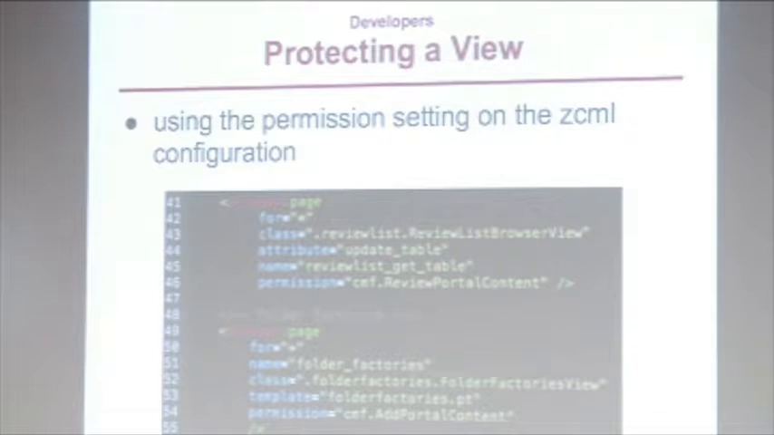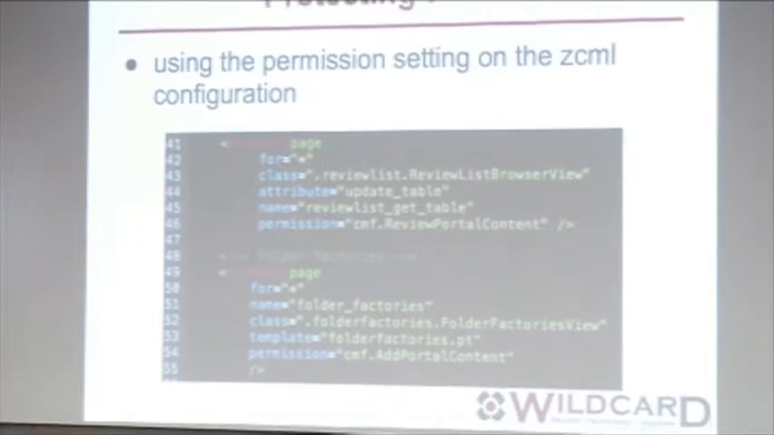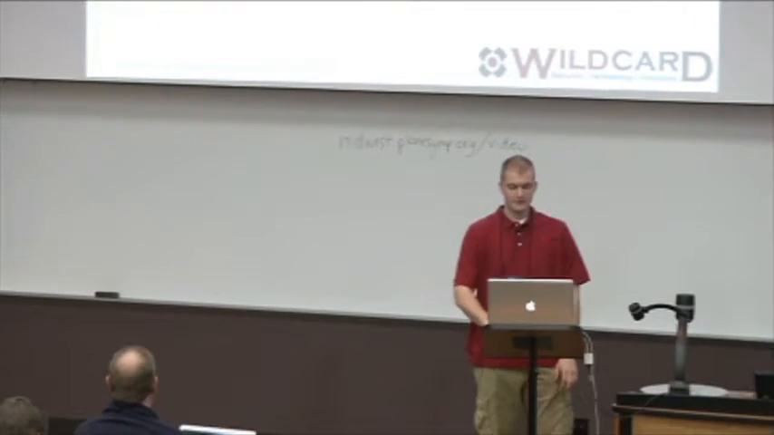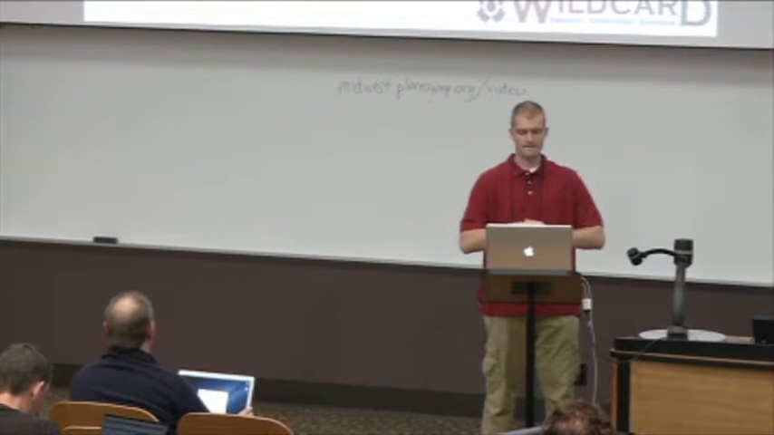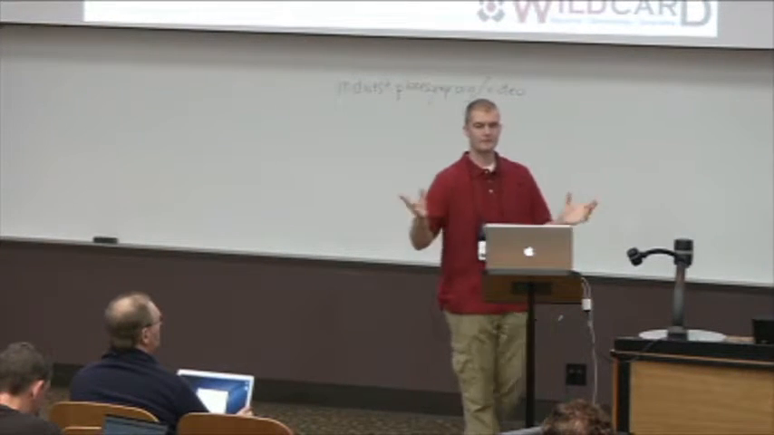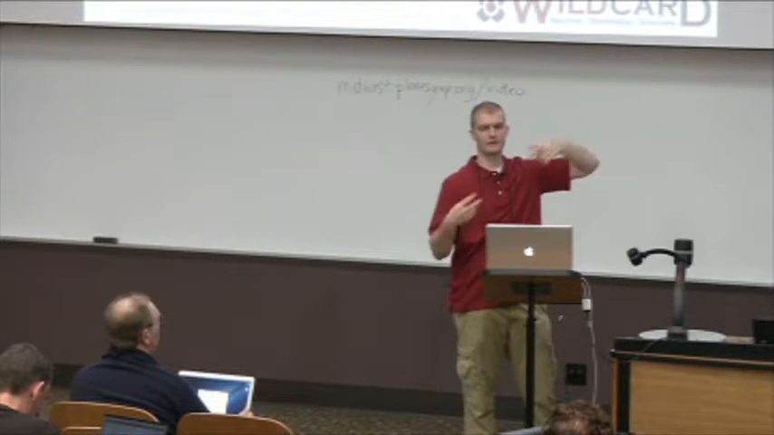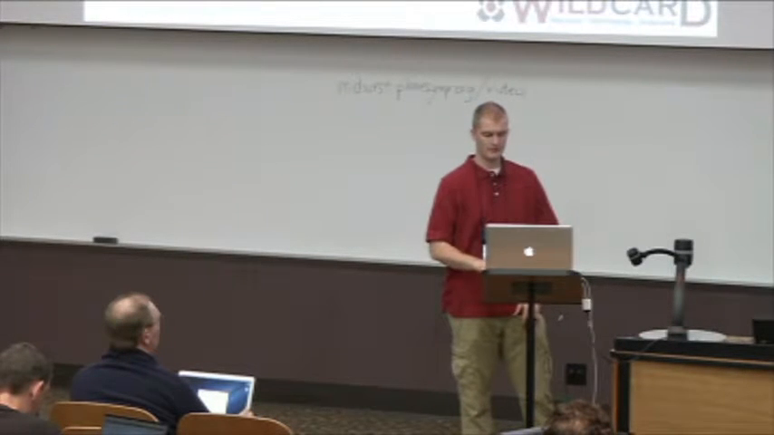This is just copied from somewhere in Plone. You simply say permission equals cmf.review portal content, or add portal content at the bottom there, whatever, and it's just part of your ZCML definition or wiring for your view. And then if you want to define your own permission, it's just this, and make sure you define your permission before you use it, otherwise you get errors in startup.